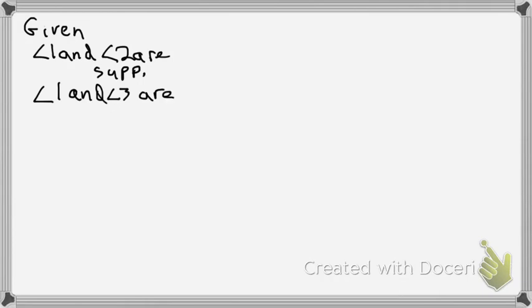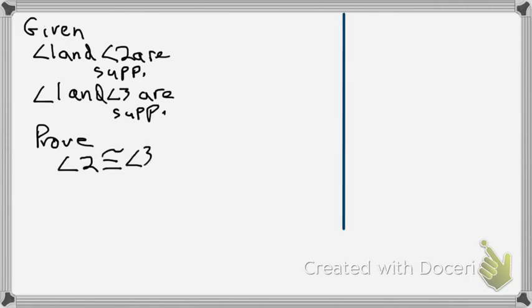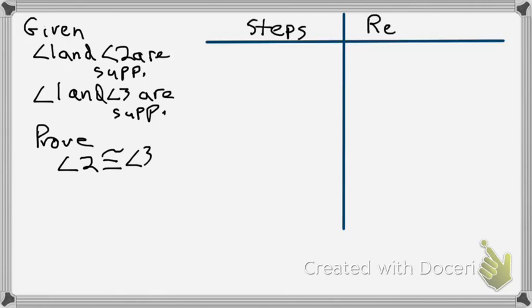Given 1 and 2 are supplementary, 1 and 3 are supplementary, prove that 2 is congruent to 3. So again, this is a proof of our theorem. Our theorem says, hey, is this true or not? And here we are, we're proving it. So, we got our steps and we got our reasons.